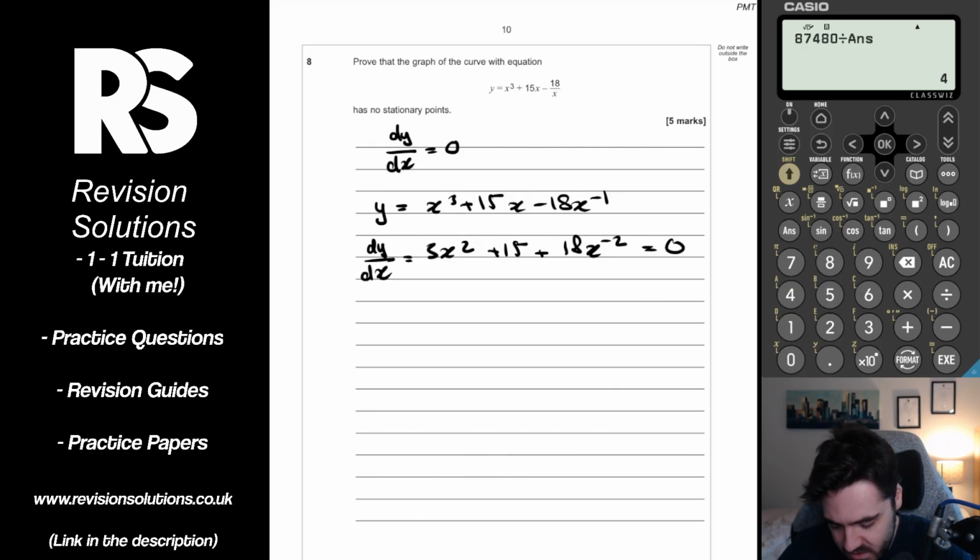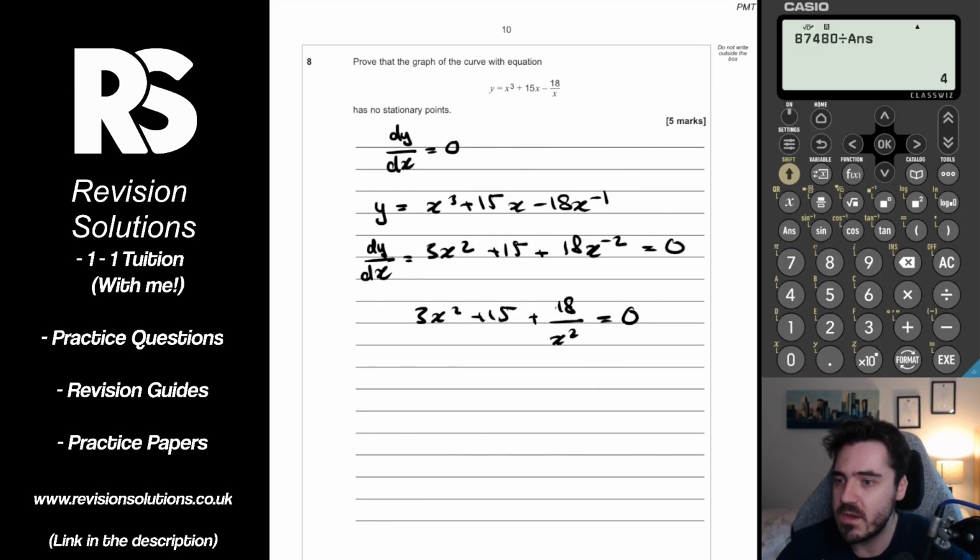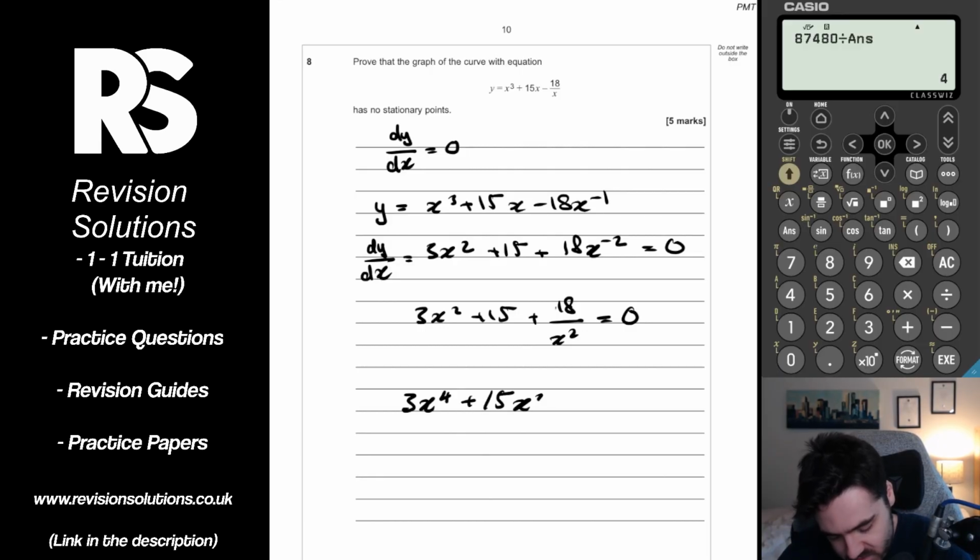So that looks kind of horrible right now. Let's just appreciate why I'm thinking the way I'm about to. Let's turn it back into a fraction. Generally speaking, we don't really like looking at fractions when we've got the variable we want to solve in the denominator. So let's multiply up by x squared to get rid of that problem. We multiply both sides by x squared. We have 3x to the 4 plus 15x squared plus 18.